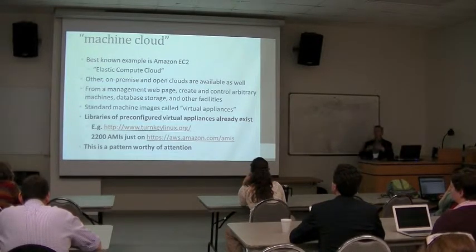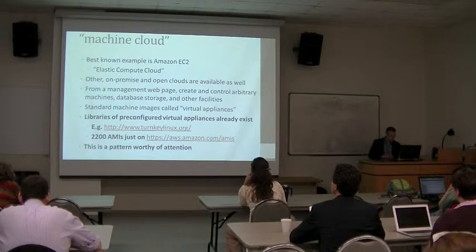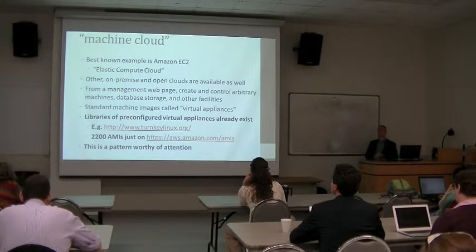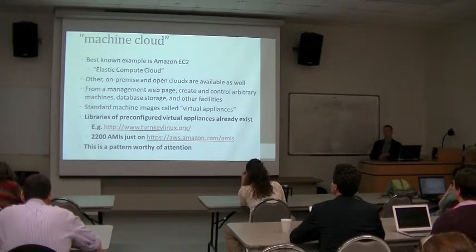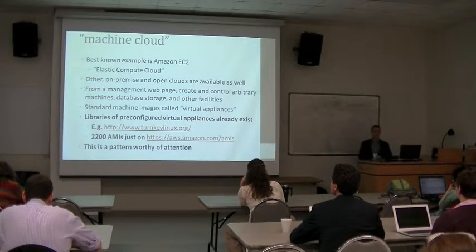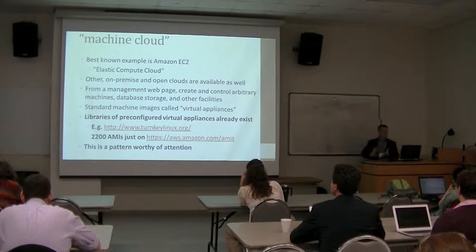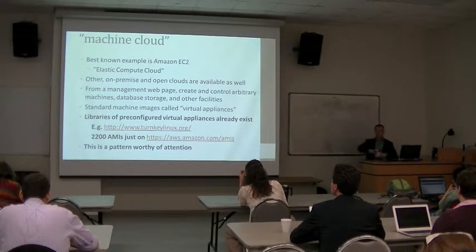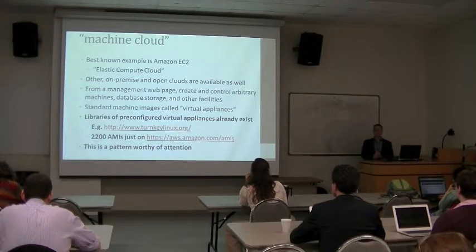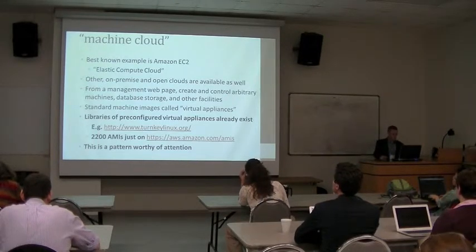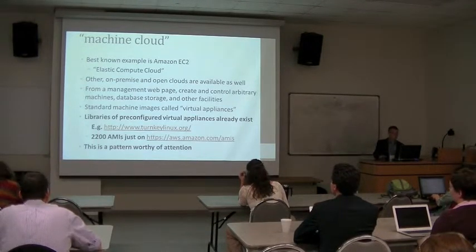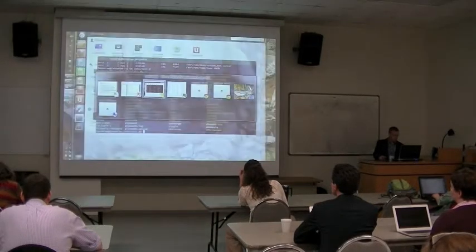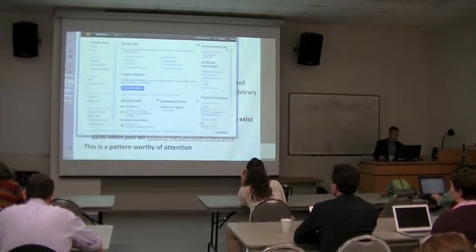So the result of that is what we could call a machine cloud. The best known example of this is Amazon's EC2, or Elastic Compute Cloud. There are lots of these. Again, I'll mention some that are more open, that you can run in-house in a university. These are basically farms of servers that you can access, and you can provision servers out there. I'll show you just a very, very quick demo. I'm going to show you just the control panel for one of these.